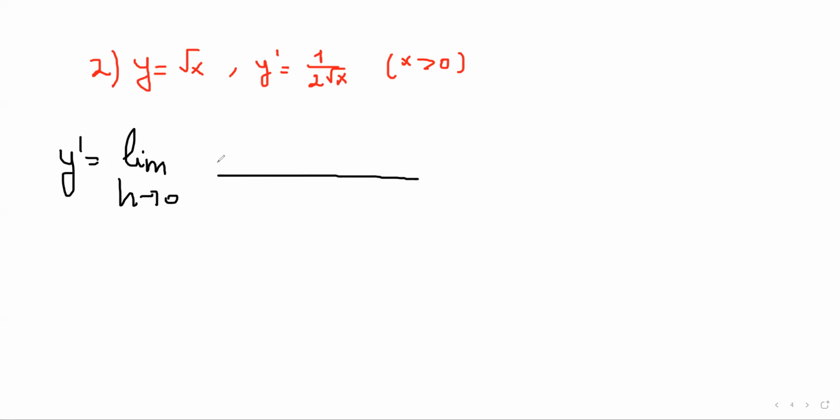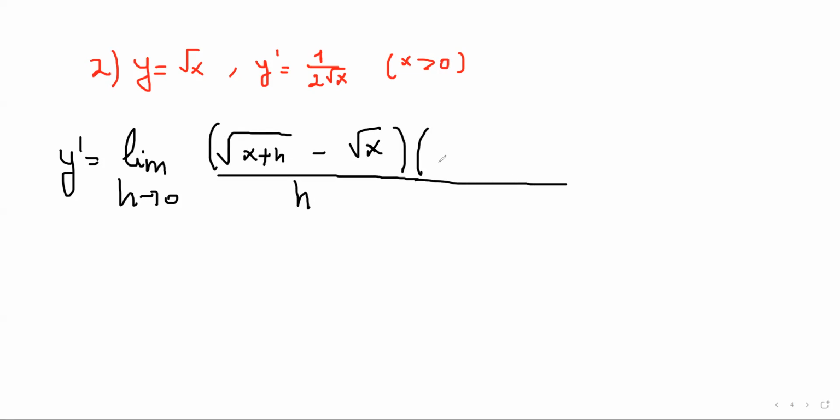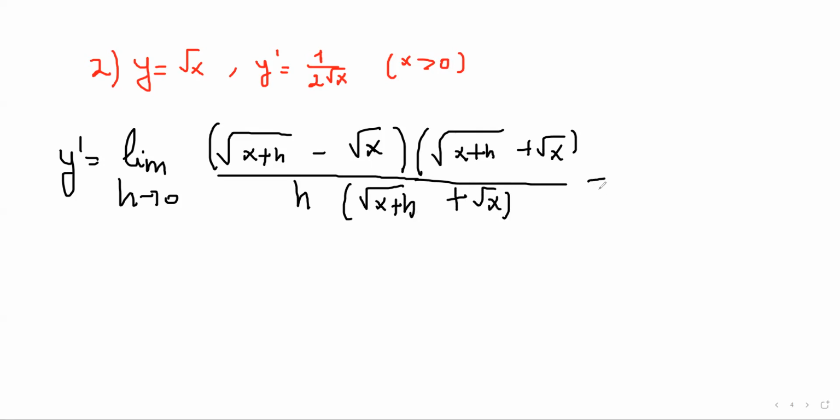Again, f(x plus h) makes it the square root of (x plus h), minus f(x), which is the square root of x, divided by h. In such expressions, to solve it, we usually multiply by the conjugate expression, which is the square root of (x plus h) plus the square root of x. We multiply numerator and denominator at the same time. That's what we have to do.